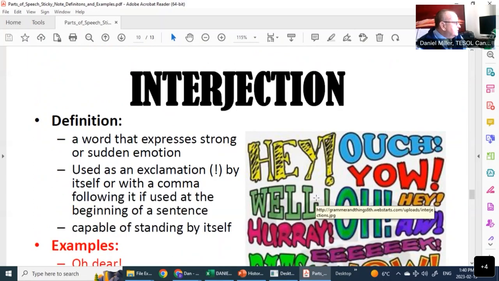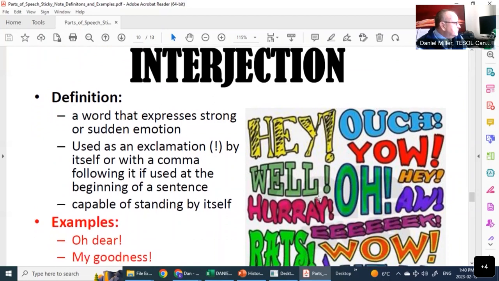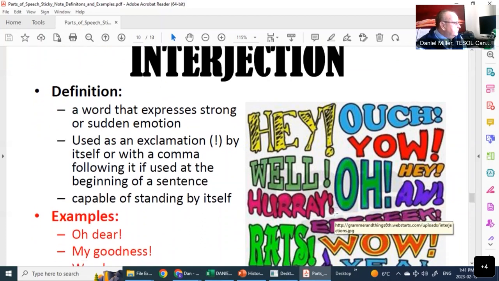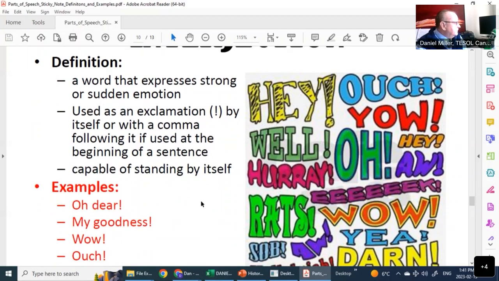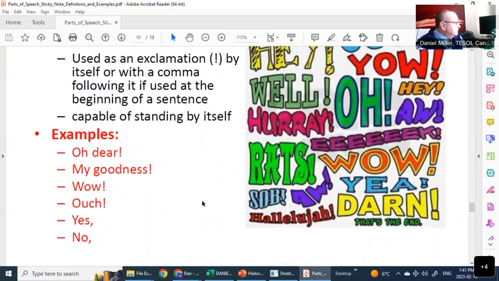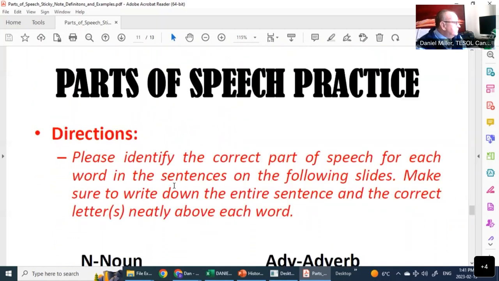An interjection is a word that expresses strong or sudden emotion. Hey, ouch, yow, well, hooray, oh, ah, eek, wow, rats, yay, a lot of wows in here. It's used as an exclamation by itself or with a comma following it if used at the beginning of a sentence. It's also capable of standing by itself. Examples: oh dear, my goodness, wow, ouch, yes, no.